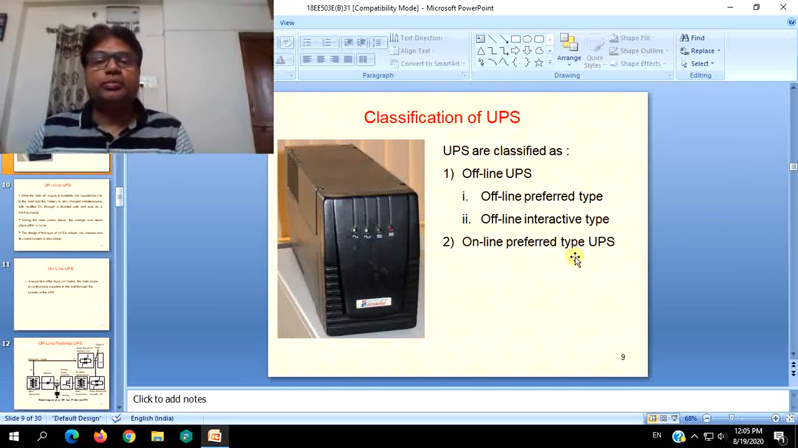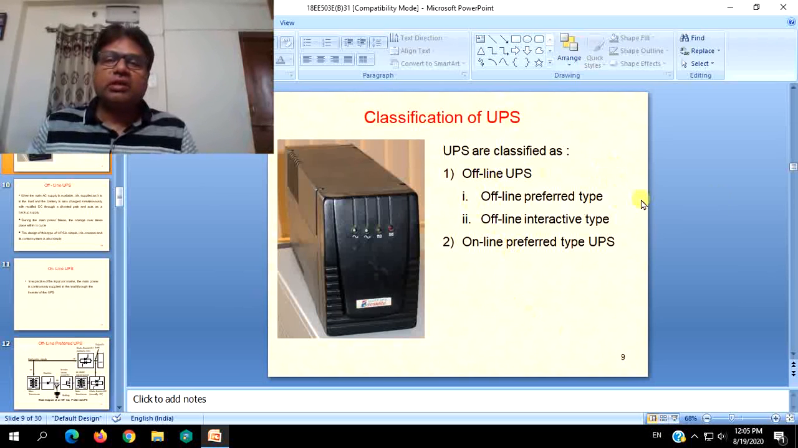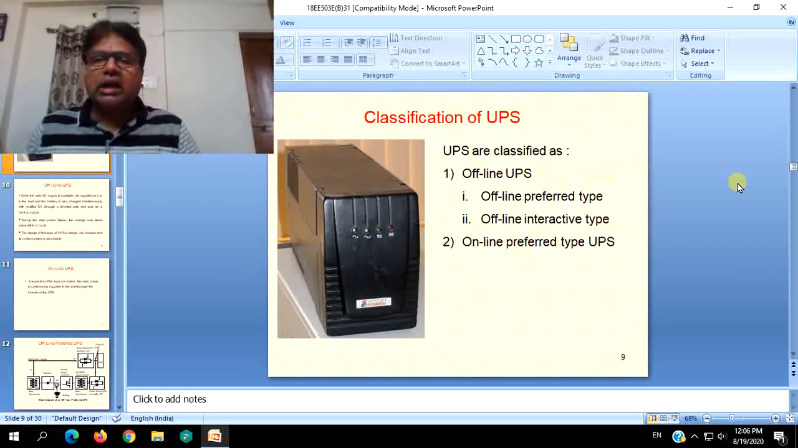So this is a typical UPS. It can be of any shape and any color, and it may have different features and be of any brand. These UPS are classified into two types mainly: offline UPS and online UPS, also called online preferred type UPS. There is only one type of online UPS. Again, the offline UPS is further divided into two categories: offline preferred type of UPS and offline interactive type of UPS. And these are the three types of UPS basically.